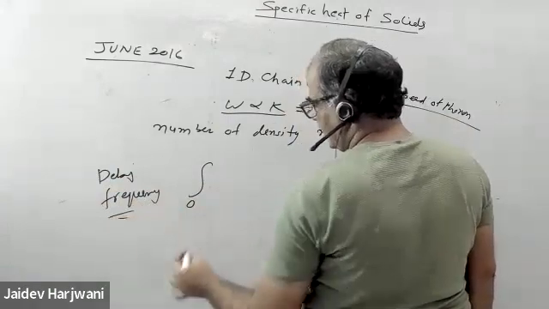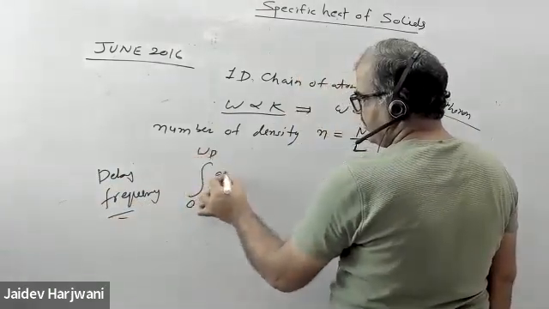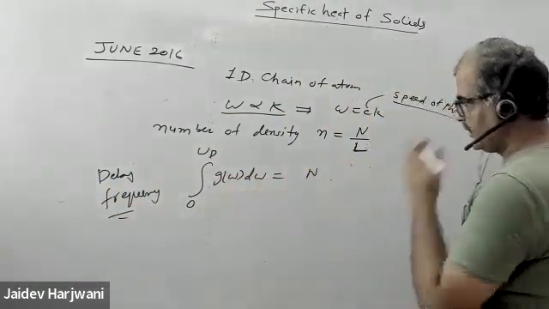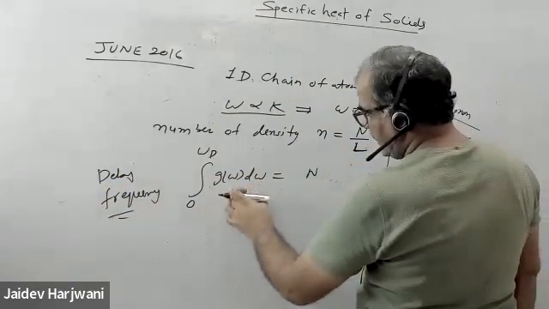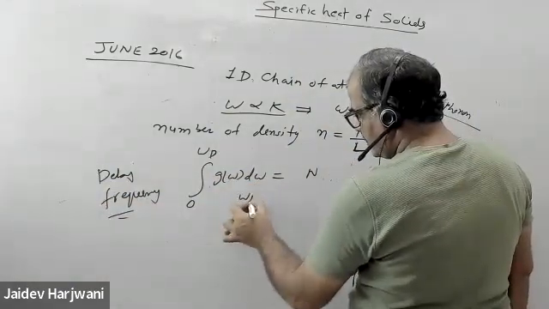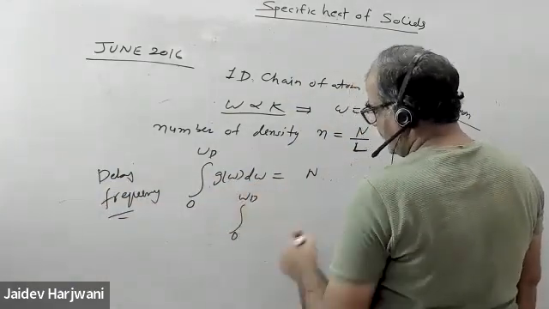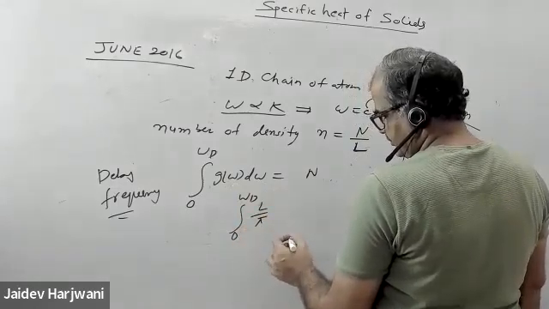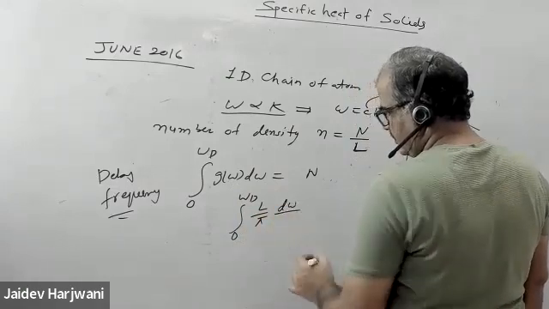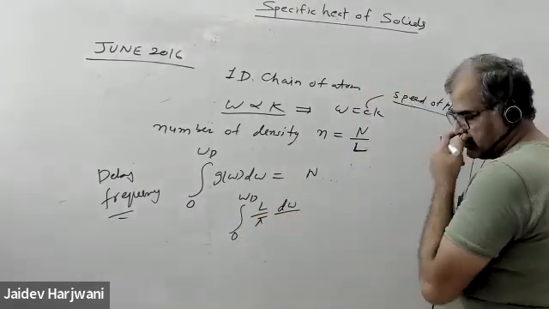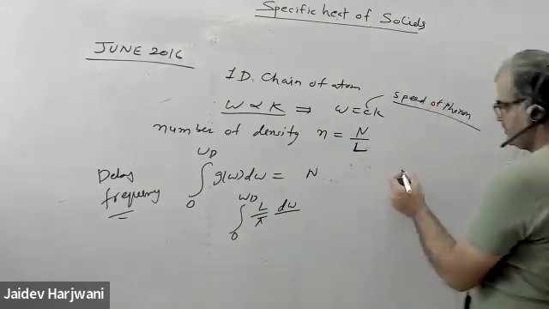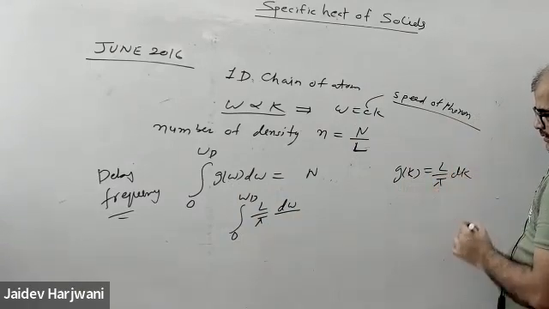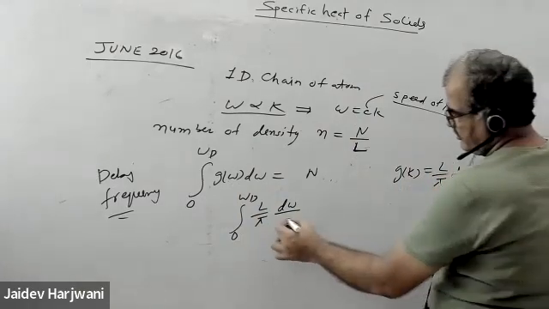If you don't remember the formula, you can simply integrate g omega d omega, and in 1D it should be equal to N. And g omega d omega in 1D, we know what it is. g(k) is L upon pi dk, and dk is d omega upon v naught.